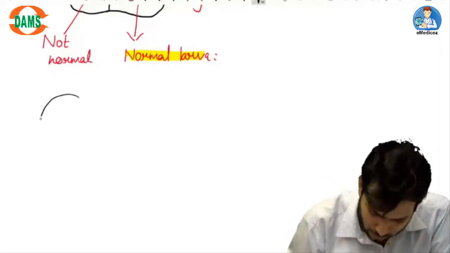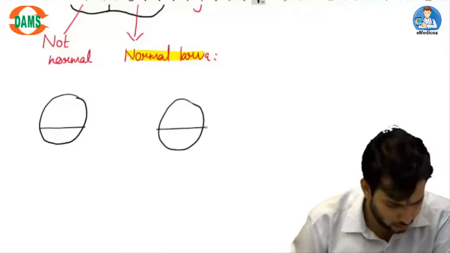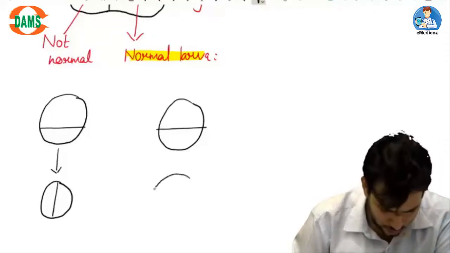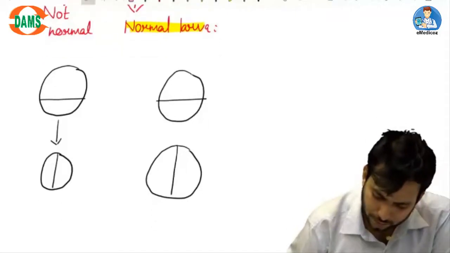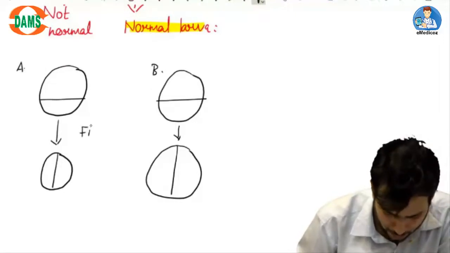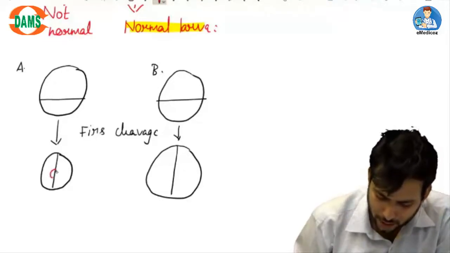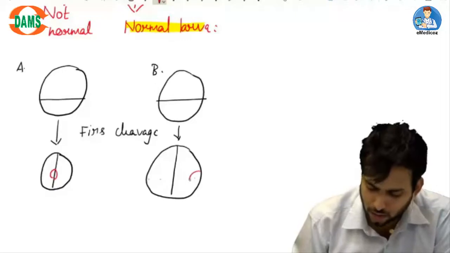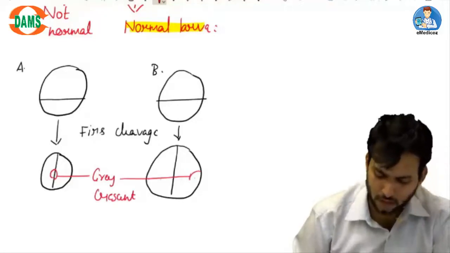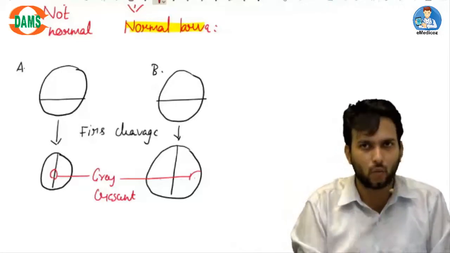For example, this is a division, and this is another one. When there is a first cleavage, they get divided into two parts. Both are normal. This is A, this is B. This is the normal first cleavage that takes place. After the first cleavage, the gray crescent gets divided into both parts equally in A, but in the B part, you can see the gray crescent is confined to only one part, while in the A part, the gray crescent is divided equally into the two parts.